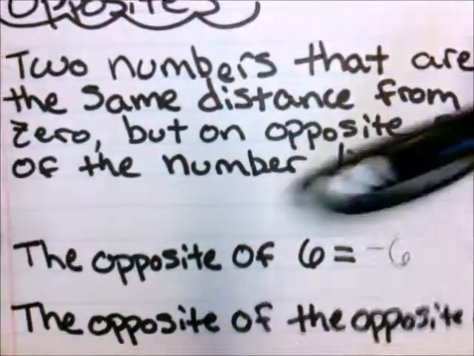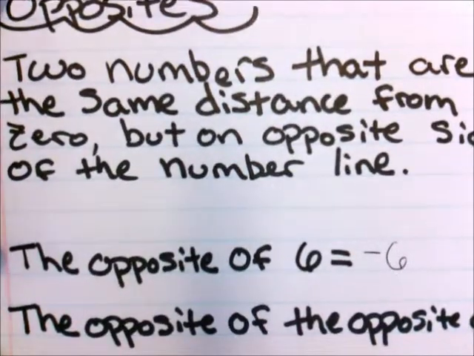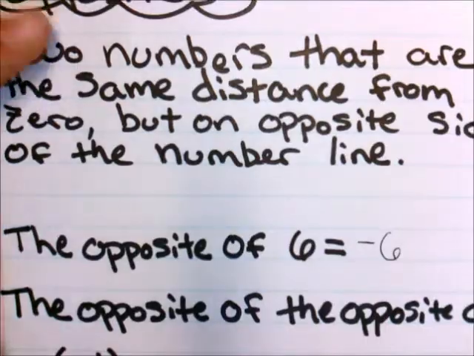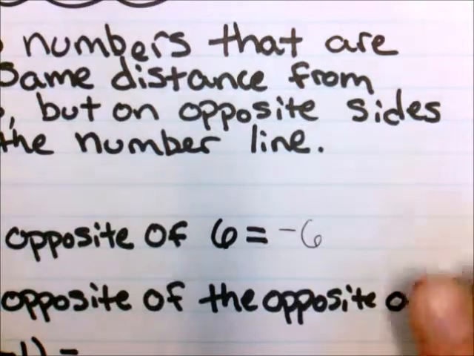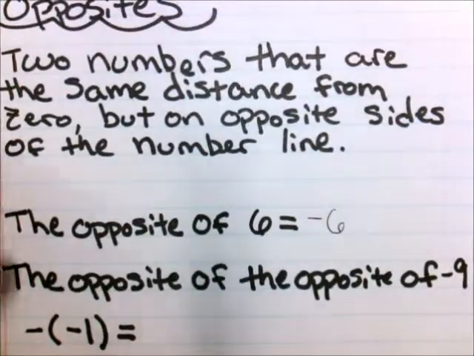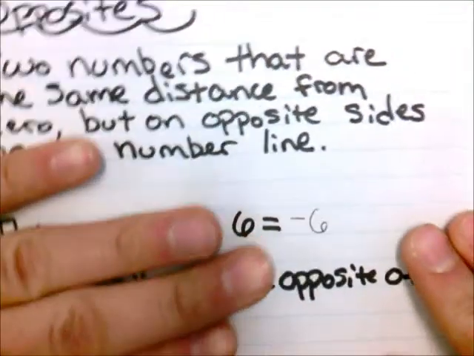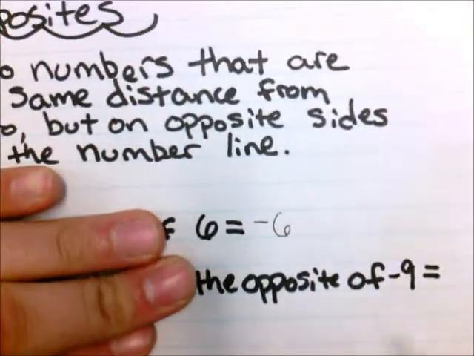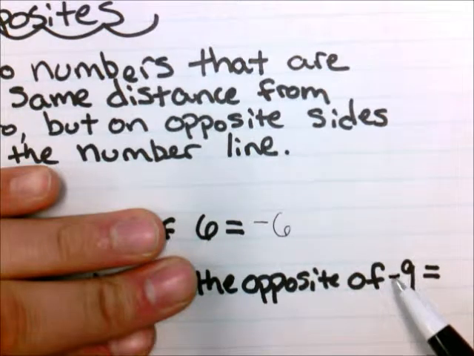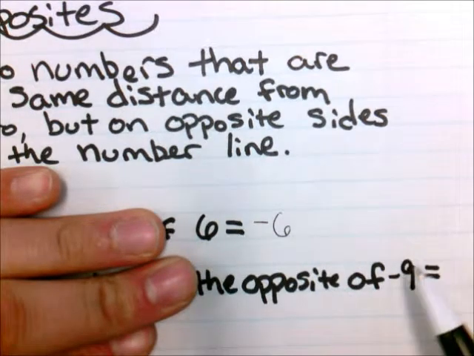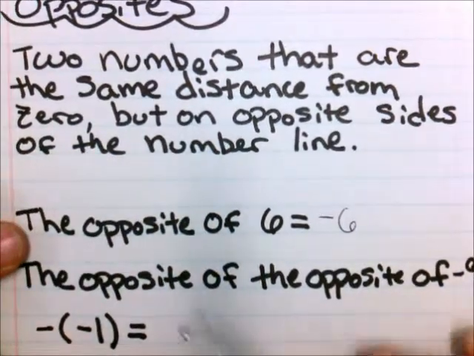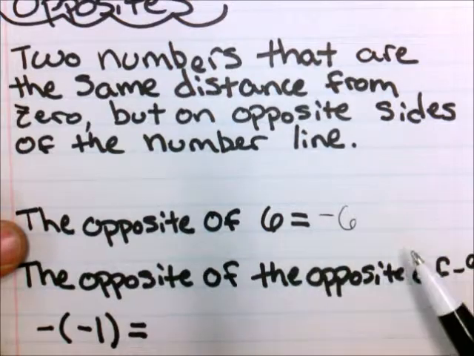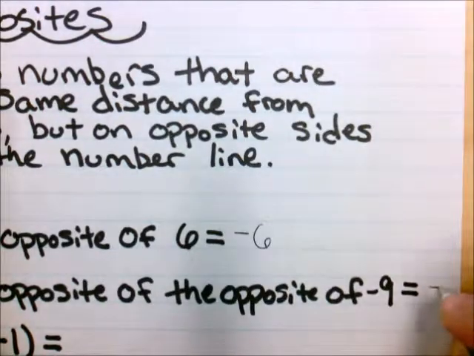Now, this is a question that is a standard. The opposite of the opposite of -9. So I need to break it apart and look at the second half first. So it says the opposite of the opposite. I'm going to start here, and I look at the opposite of -9. Well, the opposite of -9 is going to be +9. So I'm at +9 right now. I uncover the other part, so it's the opposite of +9, which is -9.